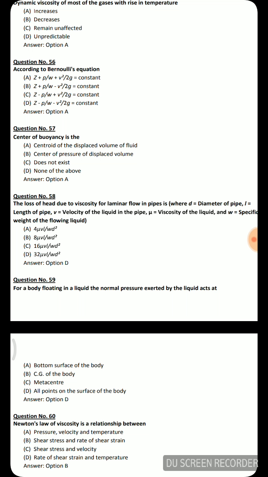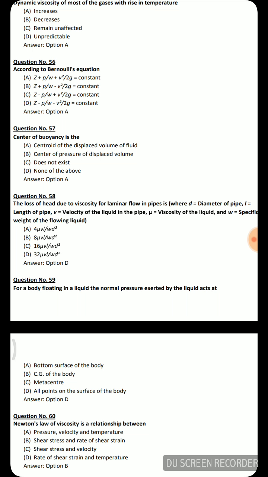Next question. The loss of head due to viscosity for laminar flow in pipes is, correct answer will be 32 mu V L upon W D square. This we have to learn. This formula is asked many times. So the correct answer is 32 mu V L upon W D square.